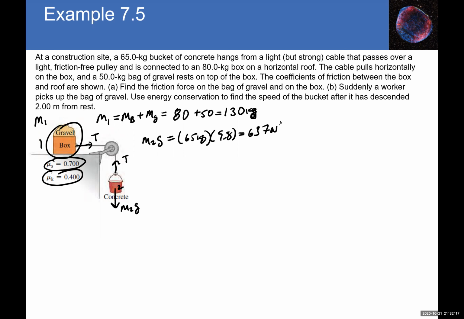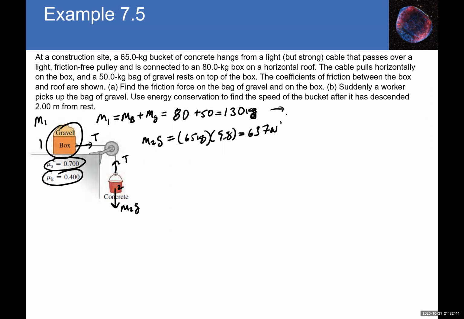The question is, this is how much the weight is pulling, which should then be stronger than the tension. And the tension has to be stronger than the friction. Let's see how much the friction is, let's say the maximum static friction, because if it's much smaller than 637, then we should be fine.